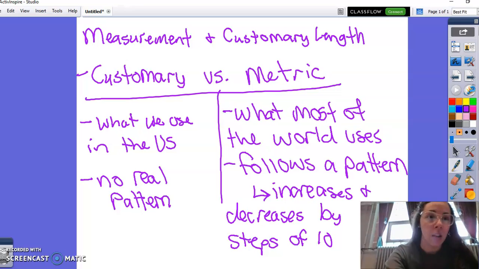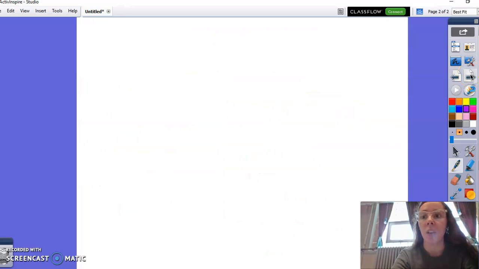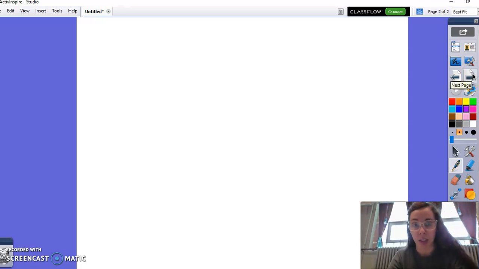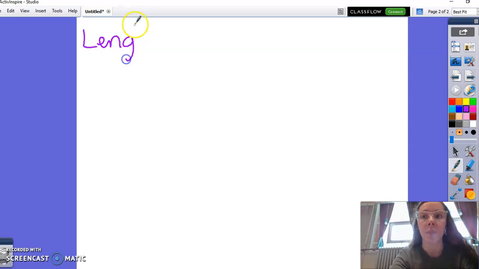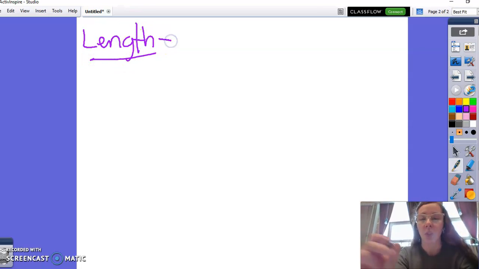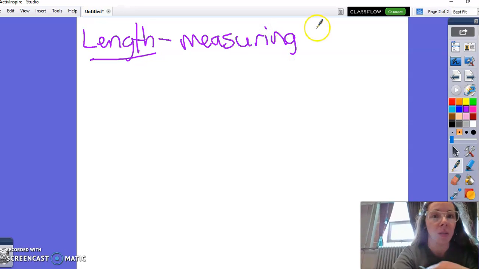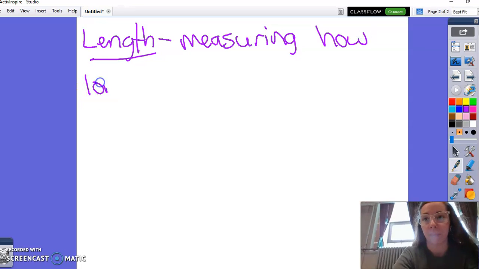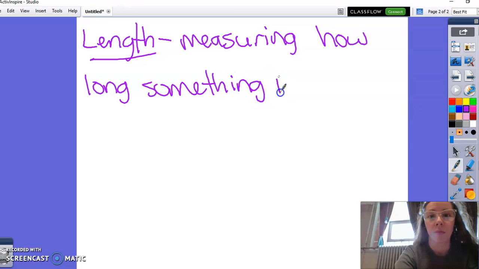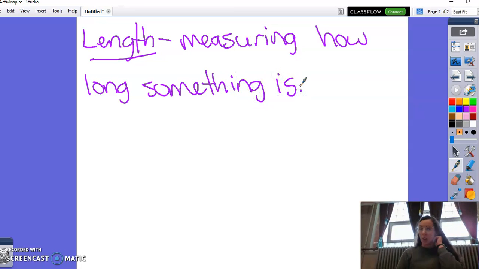All right, moving on. Second page here. First of all, we're going to talk about customary length, which was part of our title for this lesson. And so we need to know what length is. We talked a little bit about it in the last video, and I'm sure you already know what it is. But length is just measuring how long something is. Okay, so we use tape measures and we use rulers and we use miles and that kind of stuff to measure how long things are.